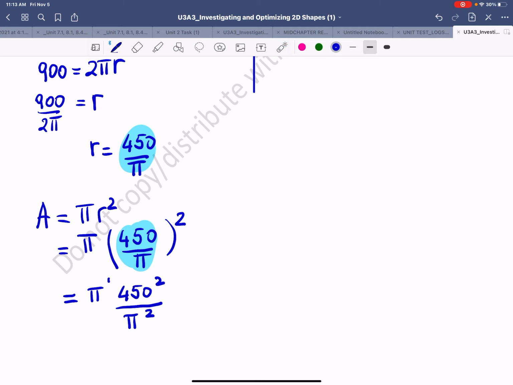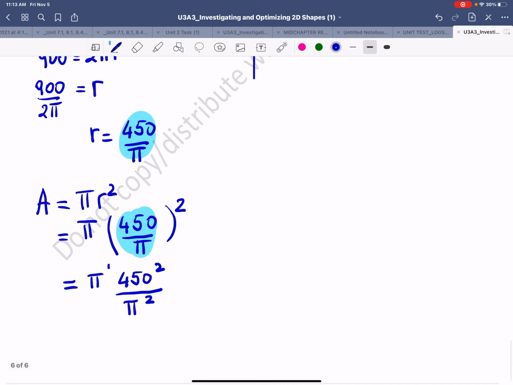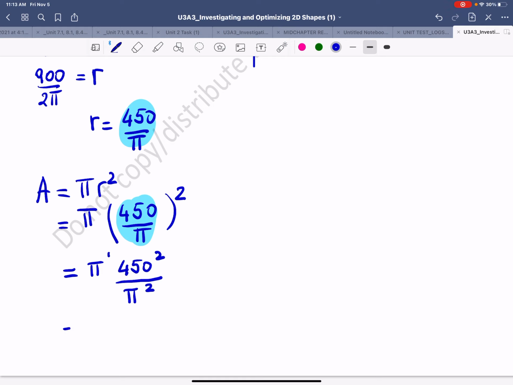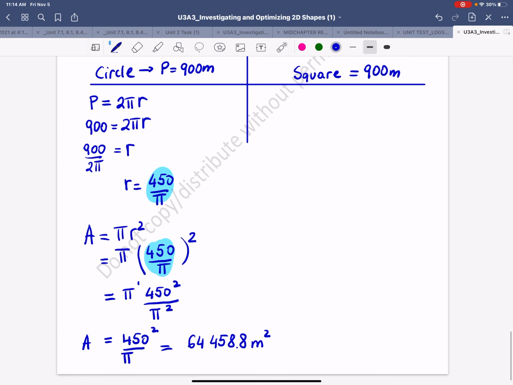Now, this pi will be to the power of 1, and this is to the power of 2. So pi will simplify one of the pi factors, and that will give 450 to the power of 2 divided by pi. That's the area. And now I use the calculator, and the calculator gives me 64,457.8 rounded to 1 decimal. So that would be meters squared, and that's the area of the circle.